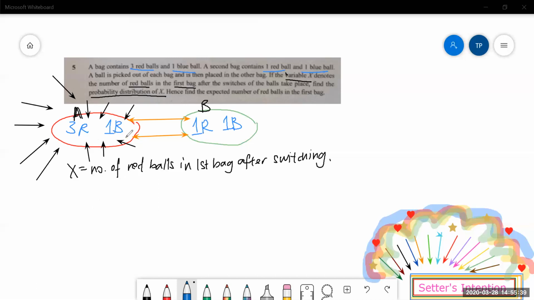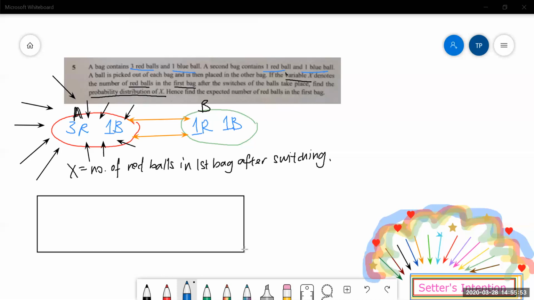So what does the question want? What's the setter's intention? The probability distribution of X. Same thing. We have to draw a table again. To draw this table, we need to know what values X can take. X is the number of red balls in the bag after switching.